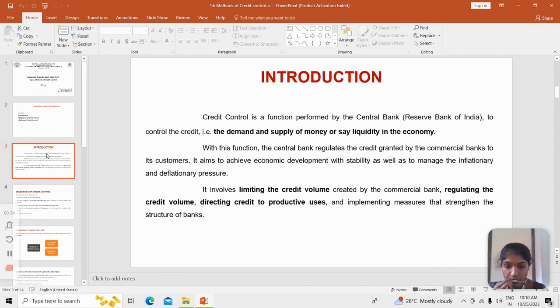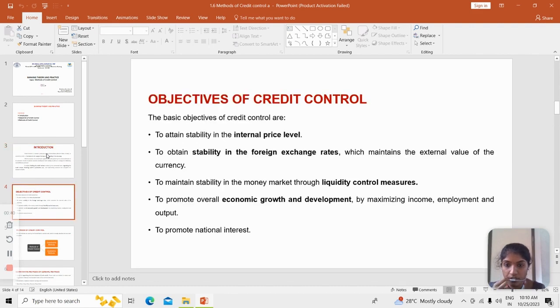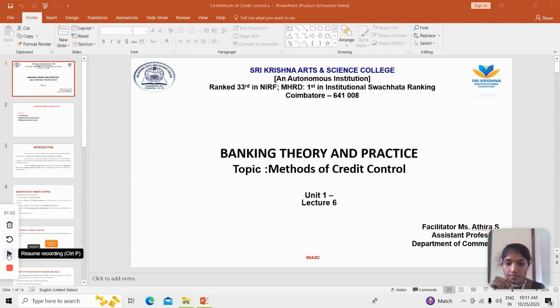They have introduced these techniques, and the major objectives of introducing such credit control methods are: the first one is to stabilize the internal price level of an economy, and to obtain stability in the foreign exchange rate, which will maintain the external value of the Indian currency also. And the third objective is to maintain stability in the money market through liquidity control measures.